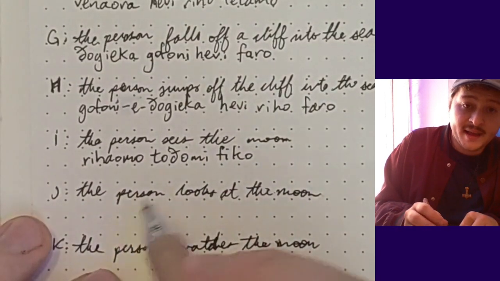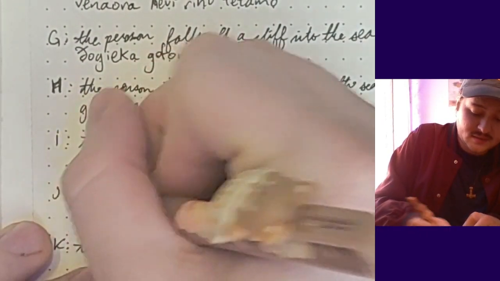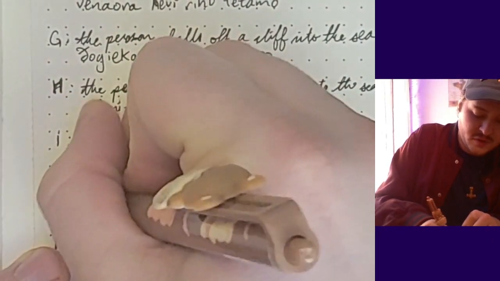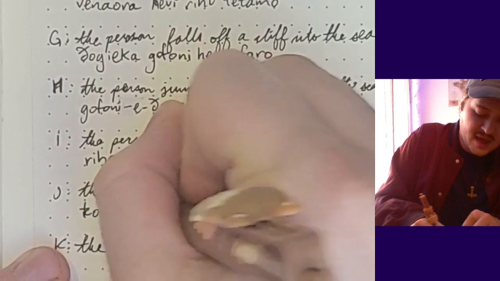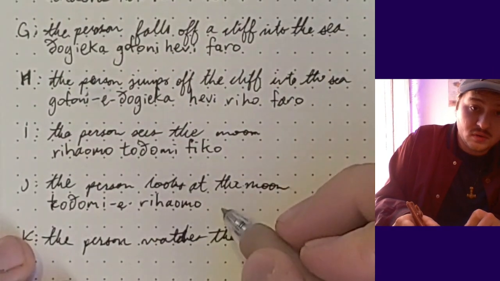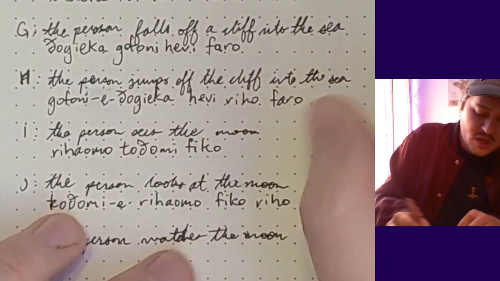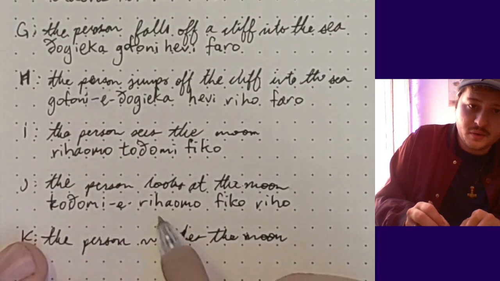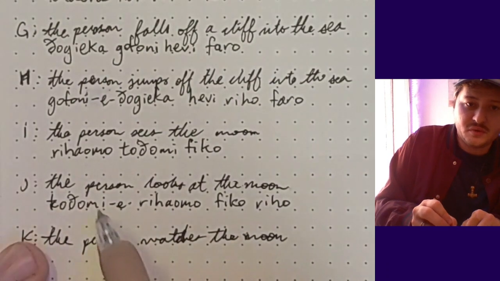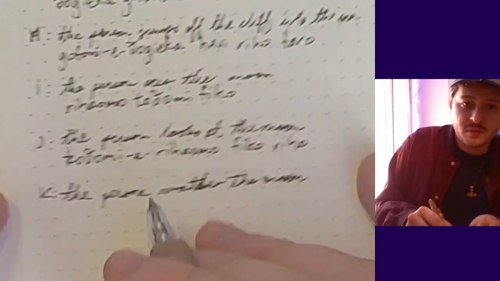Now the second one, the eye is going to give itself the light of the moon. So it's going to be, again, light. Actually, I was going to do moonlight. So it's going to actually be tozomi e riaumo fico rio. So the eye gives itself the light of the moon, the moon's light. There we go.